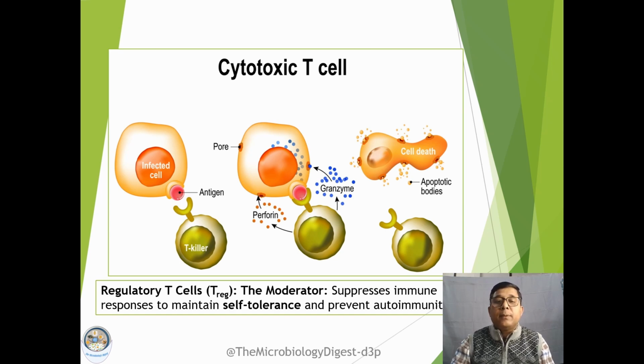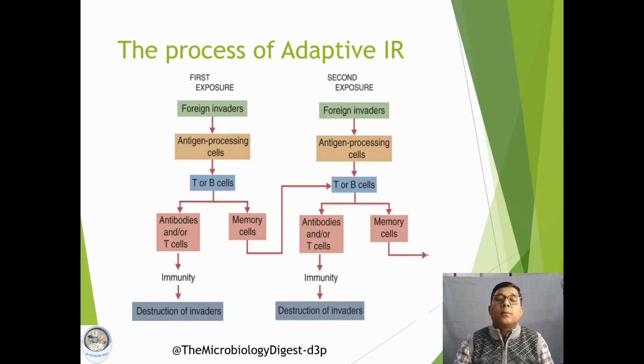Then another type of T cell, which we have already discussed, is the T regulatory cell. It suppresses the immune response, is responsible for maintaining self tolerance, and is also responsible for prevention of autoimmunity. Already we have discussed this earlier. So this is the entire process in a flow chart of how the adaptive immune response works.